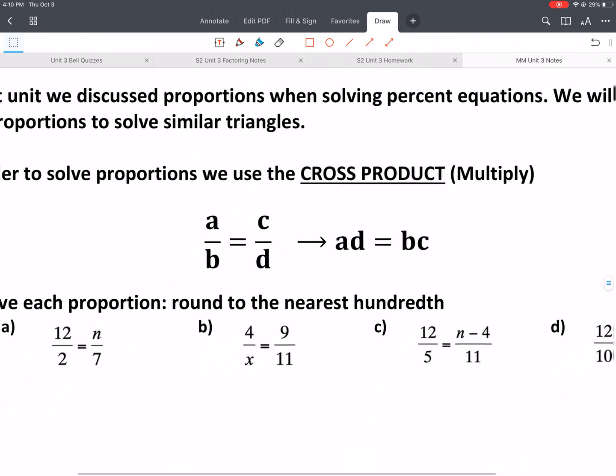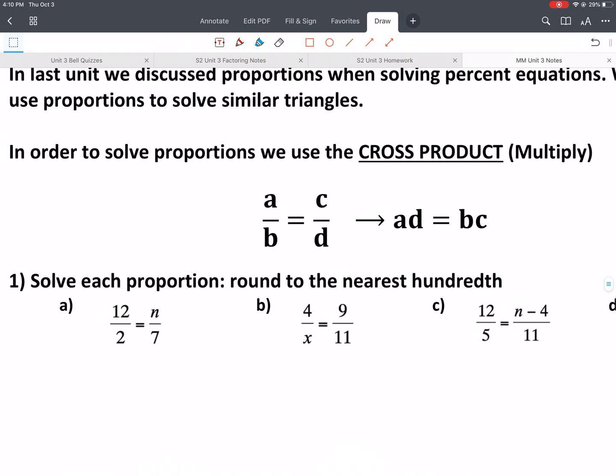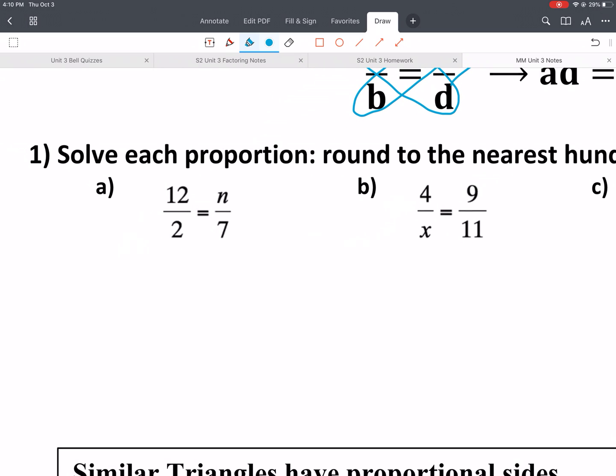Okay, so let's do a quick review of how to solve proportions. We'd use the cross product, or we cross multiply. So to do that, we would multiply A and D. A and D would give us one side of our equation, and then B and C gives us the other side. So we can just multiply across and set them equal to each other. Let's do a quick review. We had problems like this on our homework and quizzes last unit.